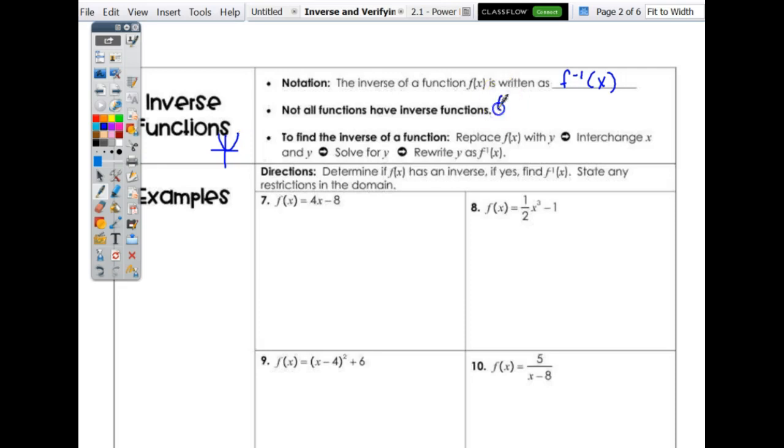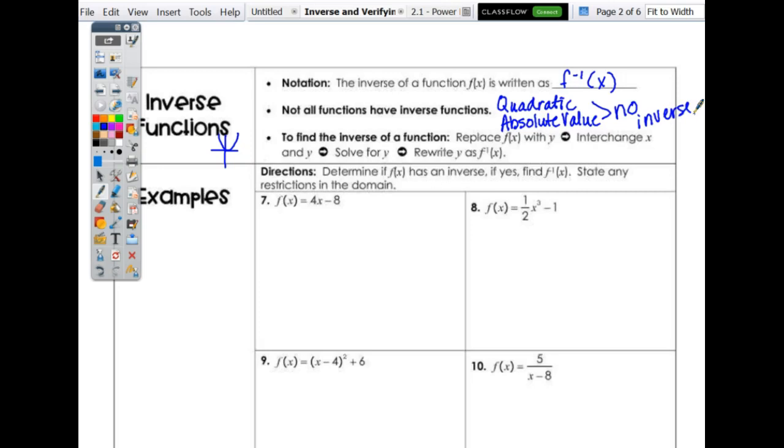So the quadratic doesn't have an inverse. And what parent function looks like a quadratic? The absolute value. And it doesn't have an inverse because it fails the horizontal line test.